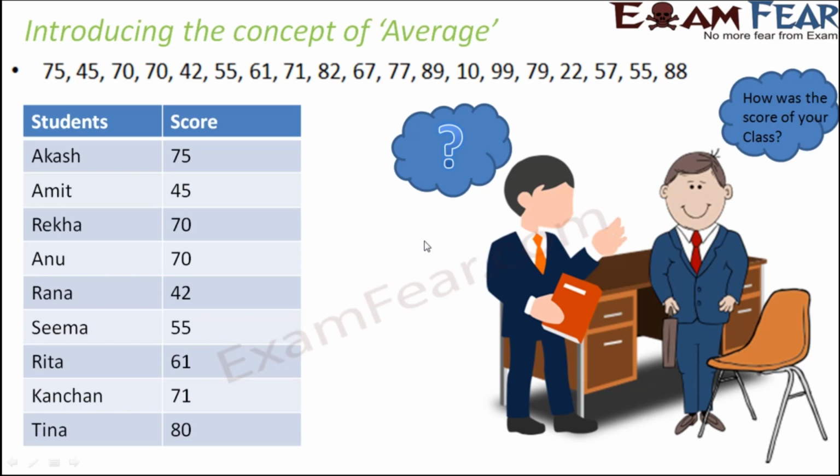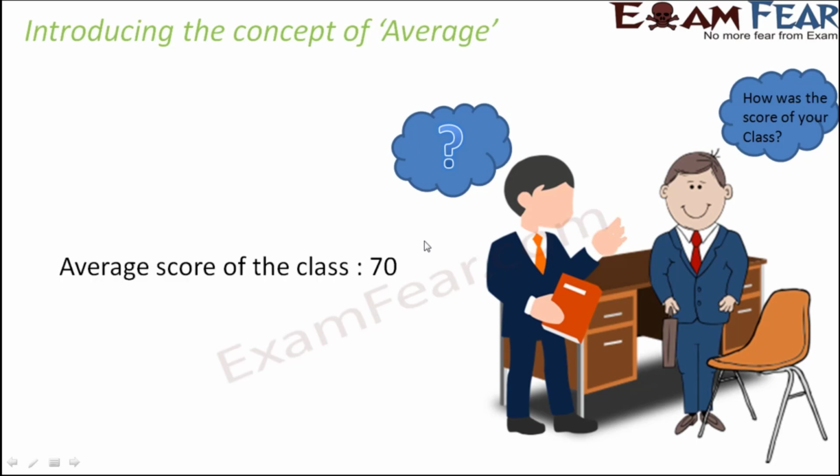But when you average them out, what do we mean by that? We mean that if we assume that all the students of the class obtained the same marks, they all obtained equal marks, in that case we would say that each of them obtained 70. That is when we say that the average score of the class was 70. And exactly this is what the teacher does. He says that the average score of the class is 70.